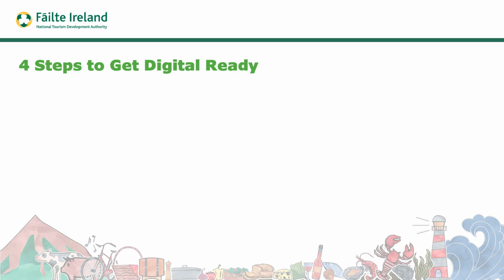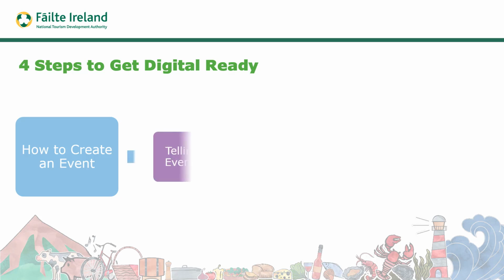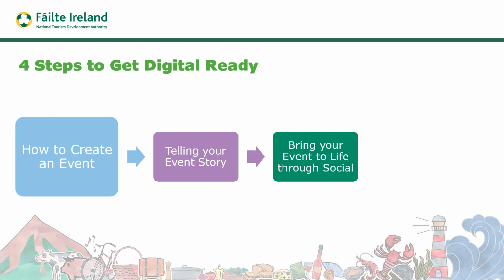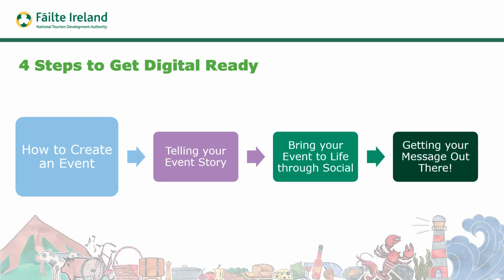It's very important that you watch all 4 videos. This one is about creating an event. The second video is telling your event story. In this, we'll share details of what type of content you need to be creating. In the third video, we'll talk about bringing your event to life through social media. This is really all about content creation. And the final video is about getting your message out there. How you get your content seen in front of hundreds or thousands of people.